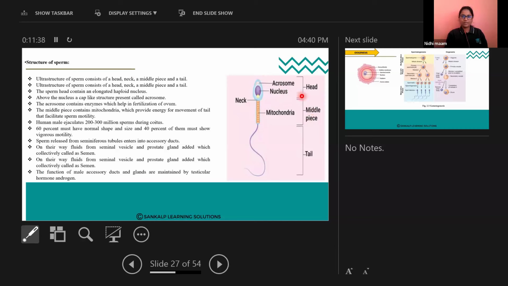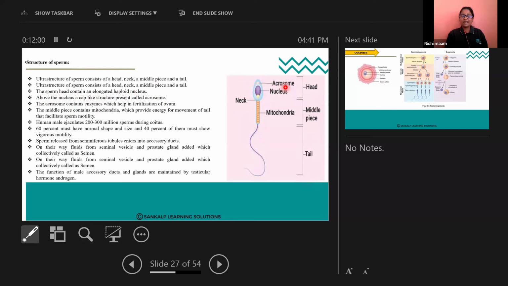The neck region is called the middle piece. This region is called the head and this region is called the tail. The sperm head contains an elongated haploid nucleus. When you look at the head, the nucleus is inside. Above the nucleus a cap-like structure is observed, which is called the acrosome.